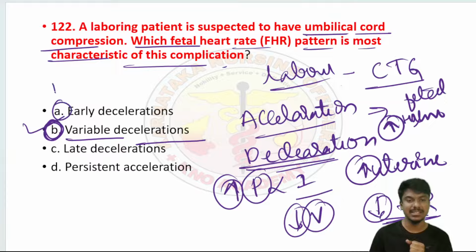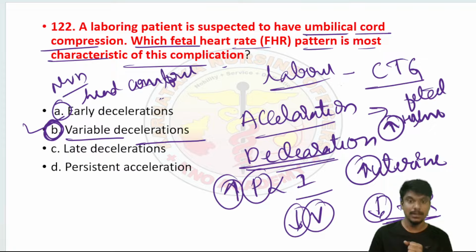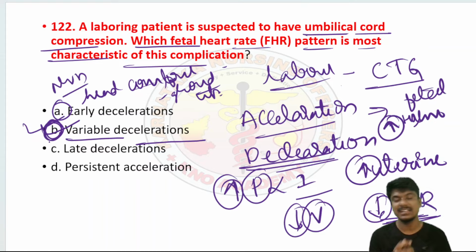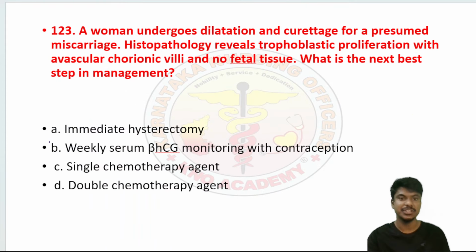Early deceleration is seen in normal vaginal delivery when the fetal head is touching the pelvic floor muscles. So option number B is the right answer. Variable deceleration is seen in case of umbilical cord compression.